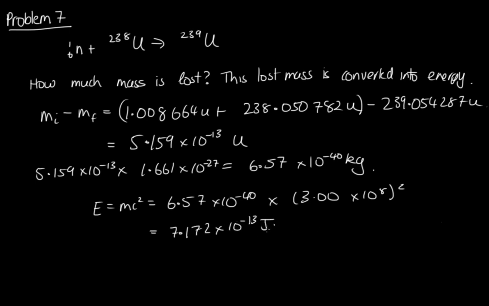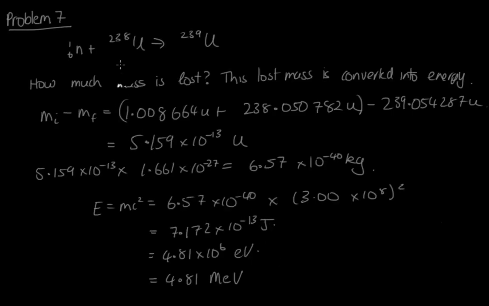We can then divide by e, 1.602 times 10 to the minus 19, and we get 4.81 times 10 to the 6 electron volts, which we can write as 4.81 mega electron volts. So this is how much energy gets converted into oscillation energy in that uranium nucleus.